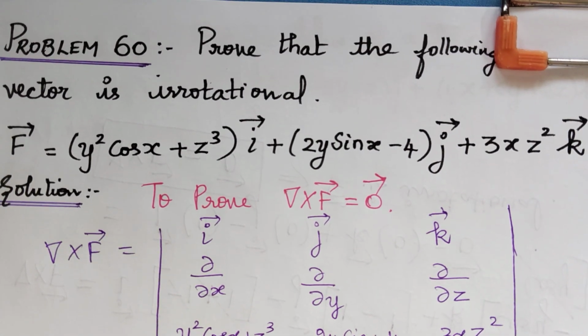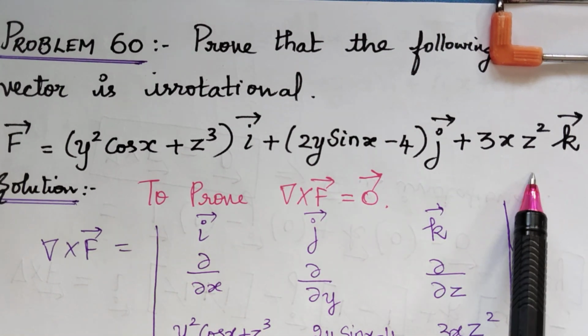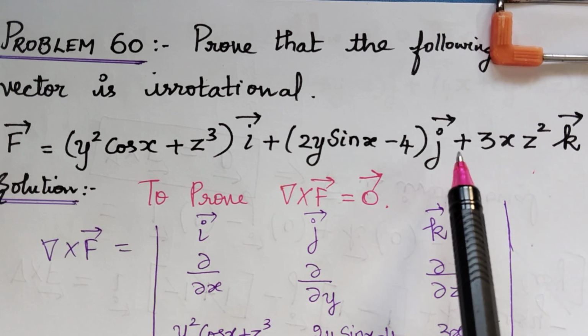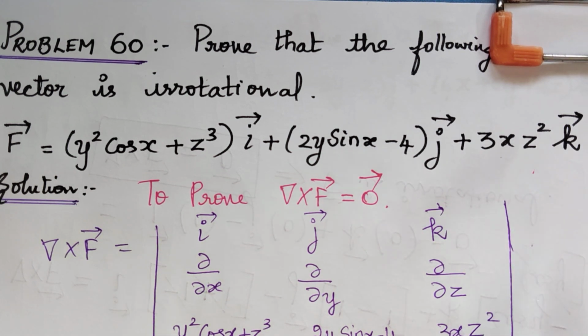So in our next video, unknowns will be given in a vector, and it will be given that the vector is irrotational. Using that, we have to find the unknowns.